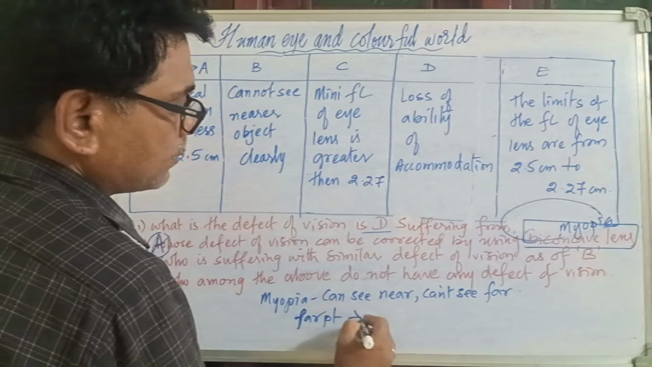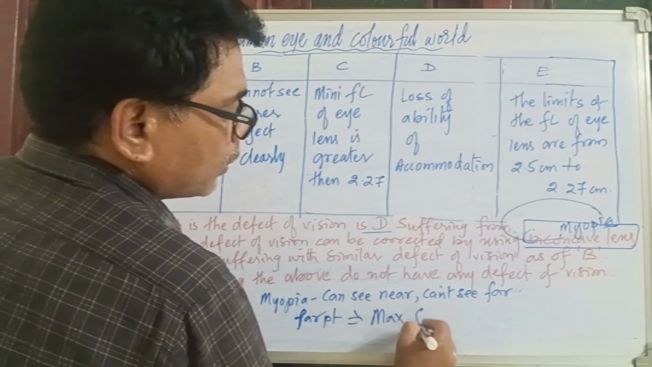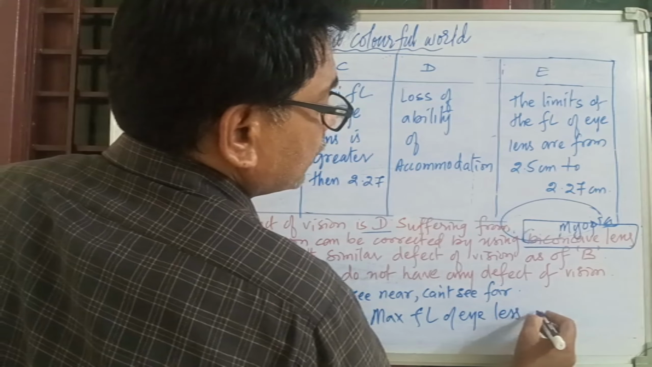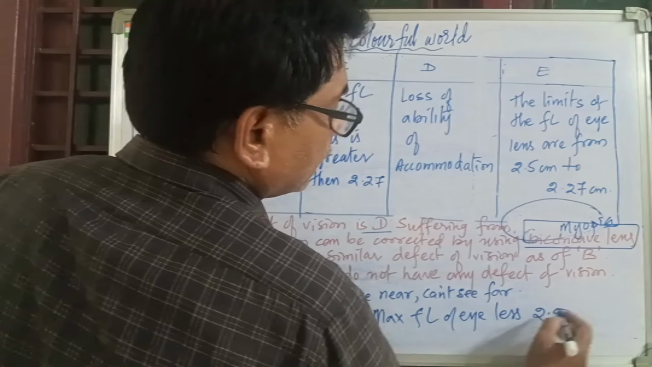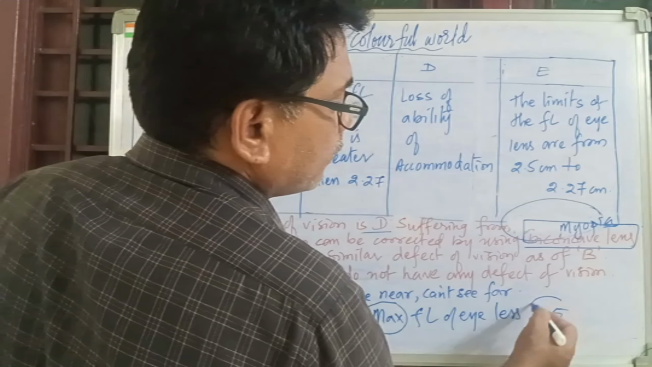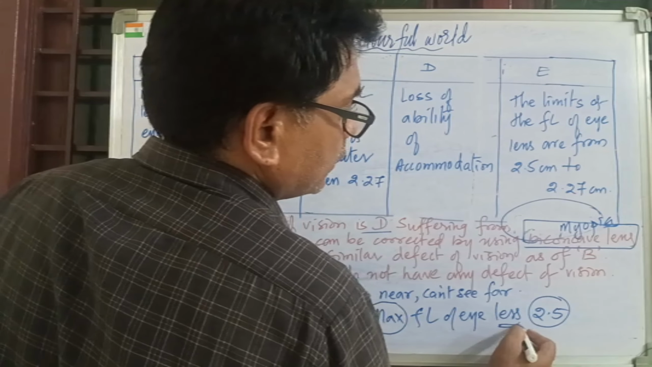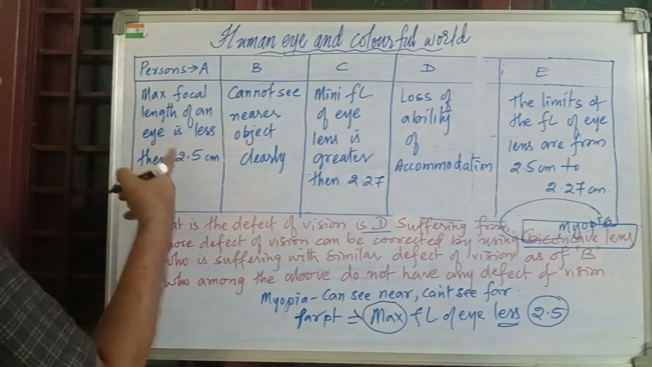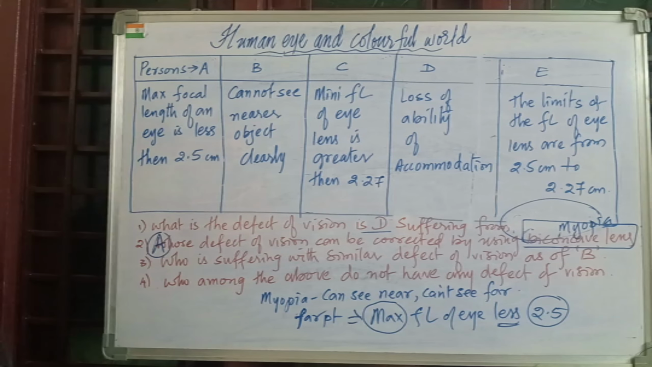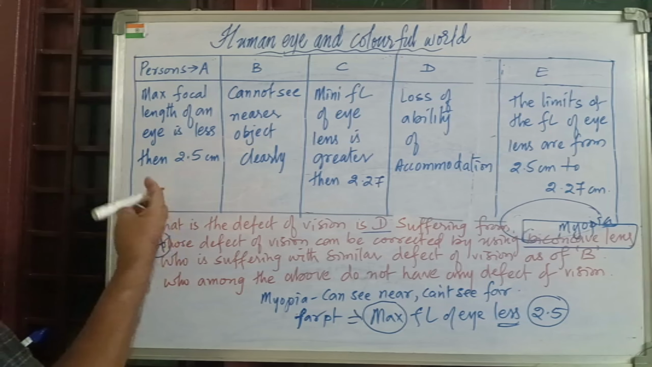Far point, maximum focal length of an eye is less than 2.5. What did I say? You will get a point called maximum and you will get the value maximum, but you will be saying that it is less. So your maximum is 2.5, in between he has said less. So this is about myopia.